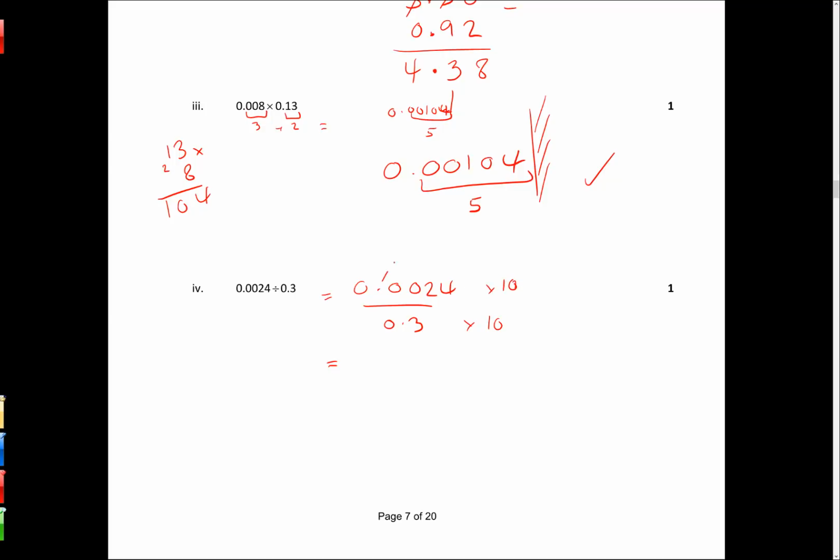If the top gets times by 10, that makes one move bigger, 0.024. If the bottom gets times by 10, it becomes a number 3. And that one, I know I can do a division. As long as I'm dividing by a whole number, I can do a division on a decimal. 3's out of 0 doesn't happen, 3's out of 0 doesn't happen, 3's out of a 2 doesn't happen, but 3's out of a 24 is 8. There's my answer, 0.008. That's how we do our decimal divisions.